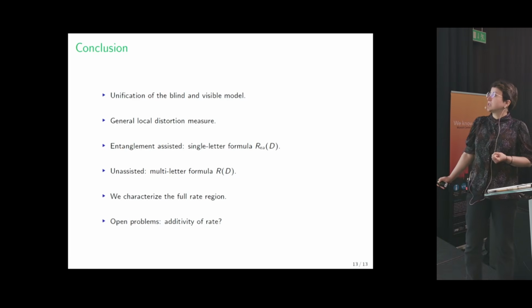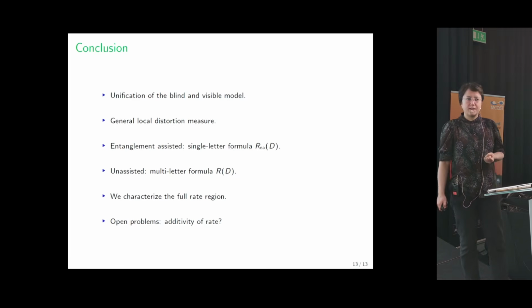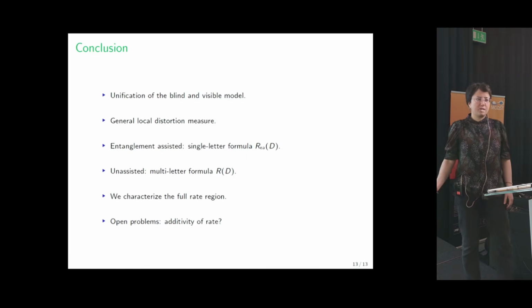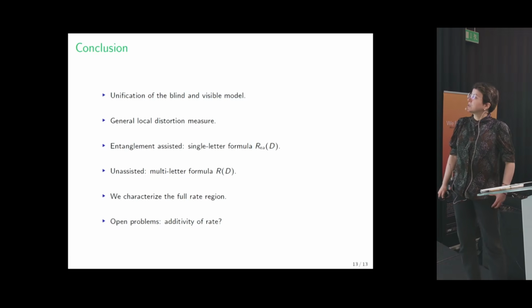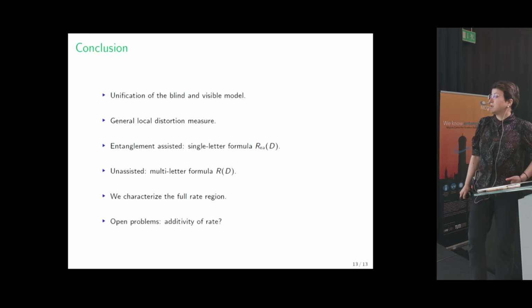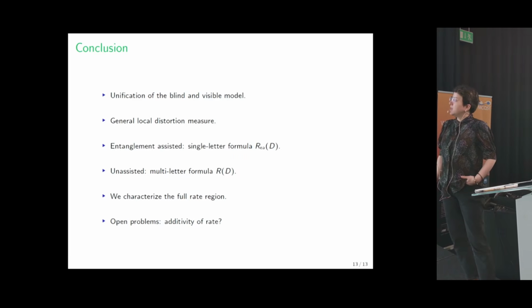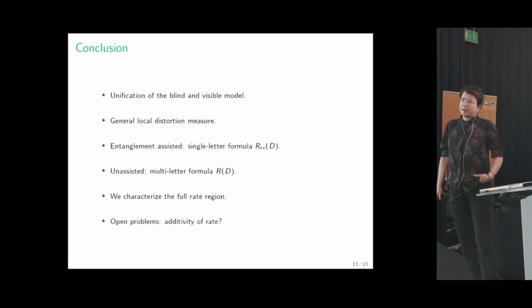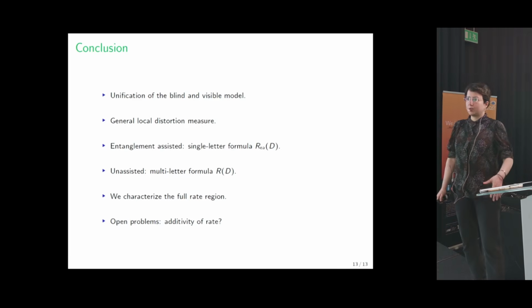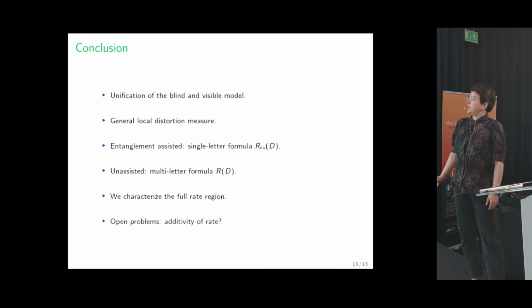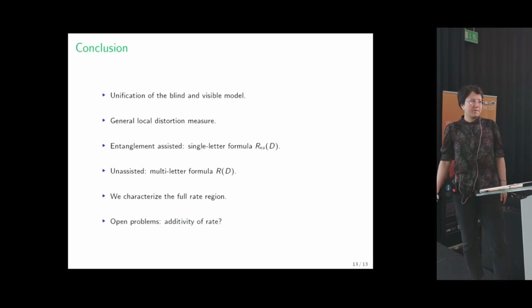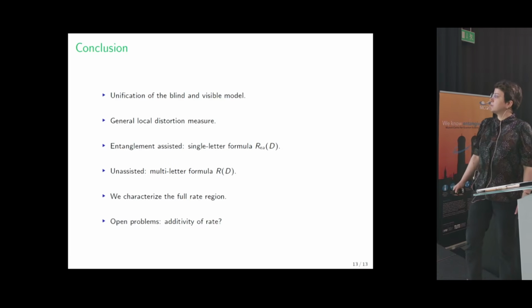We consider distortion to be any function acting on quantum states, the only requirement being that this function is convex and continuous with respect to quantum states. I explained that when we have free entanglement shared between the encoder and the decoder, which is called the entanglement-assisted case, we are able to characterize the rate distortion function. It has a very nice formula. It's a single letter, it doesn't depend on n, and it's easy to compute.